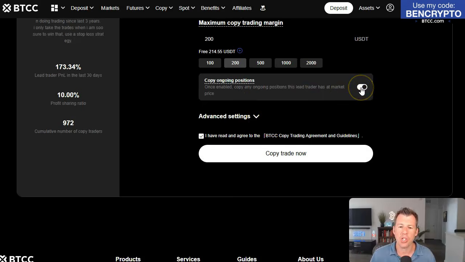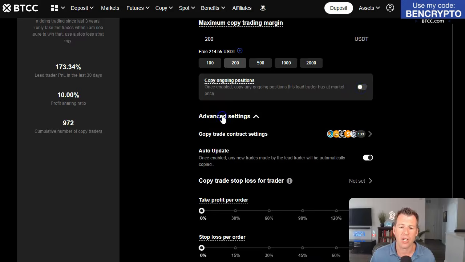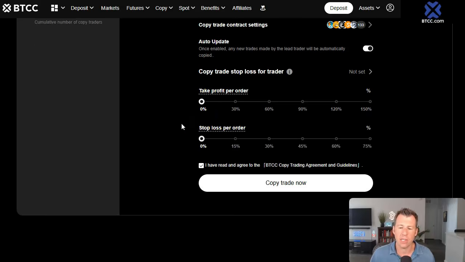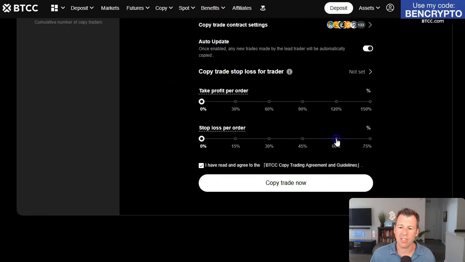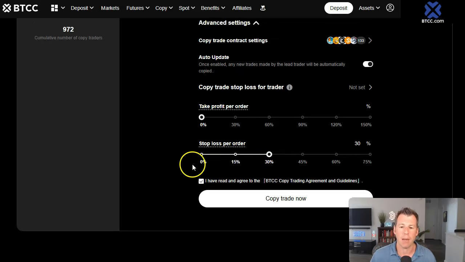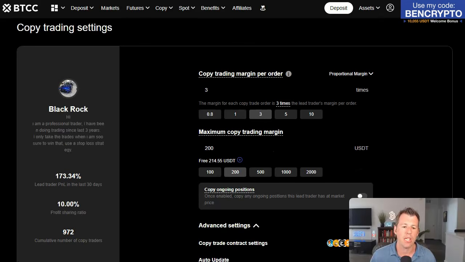Copy ongoing positions. If you want to copy their current positions that are open, so it's going to immediately fill some positions, toggle that on. Otherwise, toggle it off if you just want to copy the new positions that they enter. Then advanced settings, you probably want to have stop loss per order. So if you can do it at like 30%, if one trade is 30% in the loss, just close that trade immediately. And then you're going to click copy trade now.